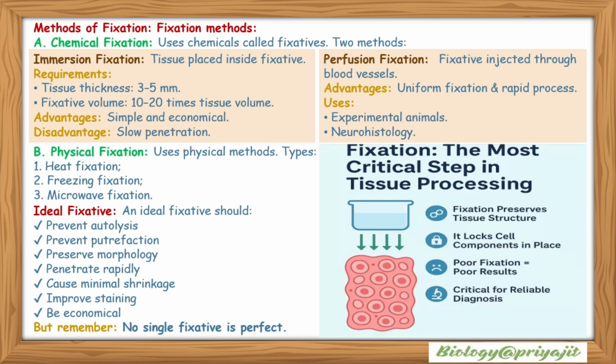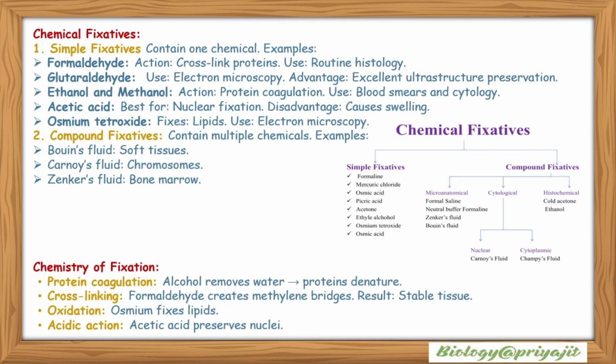Fixation, the most critical step in tissue processing. Fixation preserves tissue structure. It locks cell components in proper place. Poor fixation gives poor results and it is critical for reliable diagnosis. Chemical fixatives are of two types: simple fixatives and compound fixatives. Simple fixatives contain one chemical such as formaldehyde, which acts by cross-linking proteins, used in routine histological procedures.